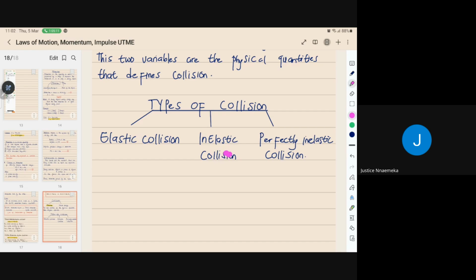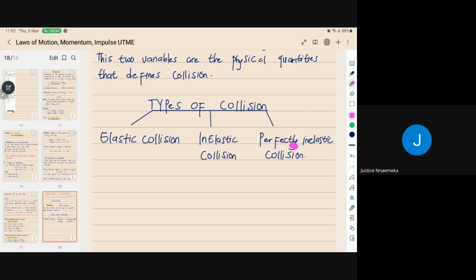And kinetic energy is not conserved because part of the kinetic energy will be converted into heat. Some of it will be converted into sound, right? Some of it will be converted into internal energy. So for inelastic collision, what is not conserved? Momentum is conserved, but kinetic energy is not conserved.